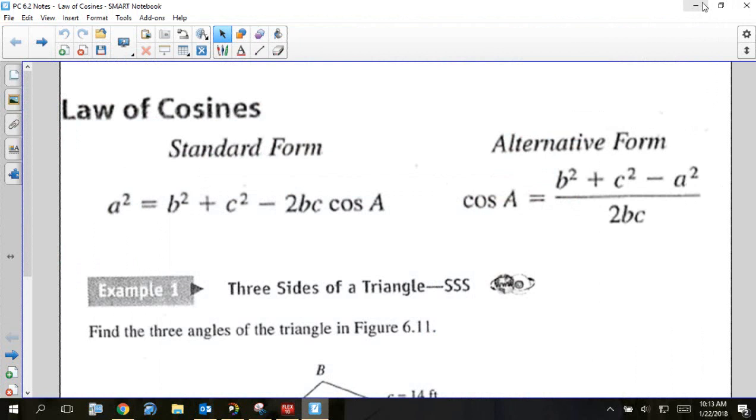All right, law of cosines. So law of cosines is used if we are doing side, side, side, or side, angle, side. Not if we're doing, but if we have that information in the triangle. If we know all three sides, then you would use law of cosines, or if you know side, angle, side, then you would use law of cosines.